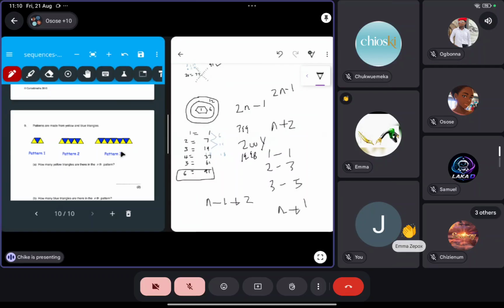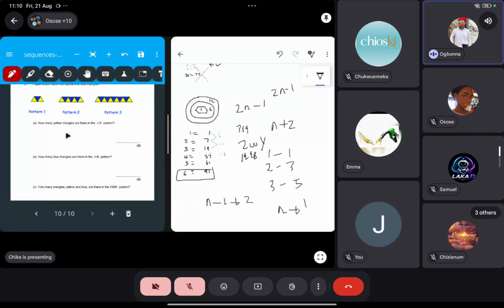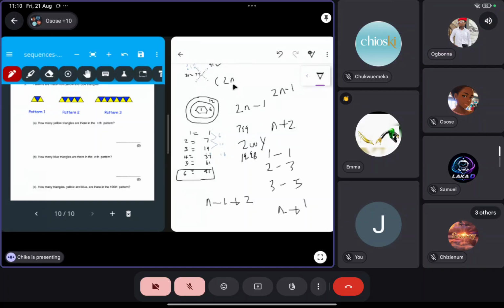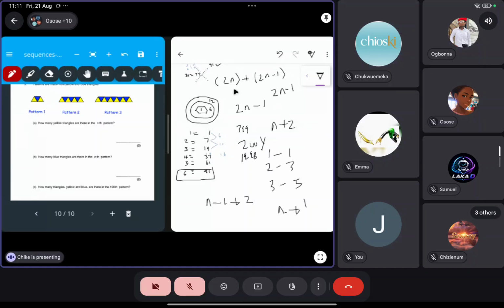Okay, let's check. Can we get a formula for the pattern of total triangles, whether yellow and blue? Open bracket 2n close bracket plus open bracket 2n minus 1 close bracket. So that means we're saying 4n minus 1 will give the total number of triangles.